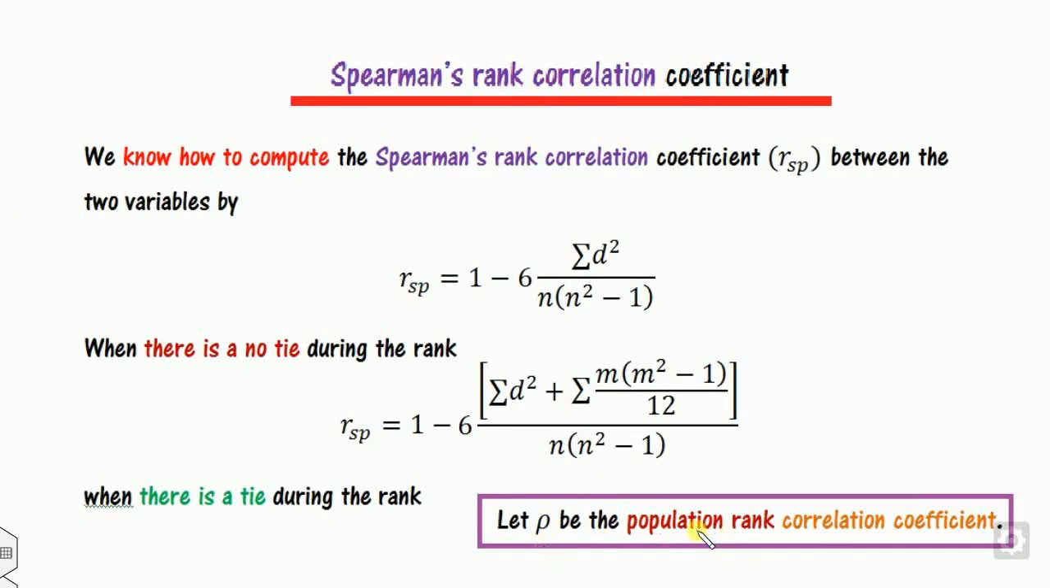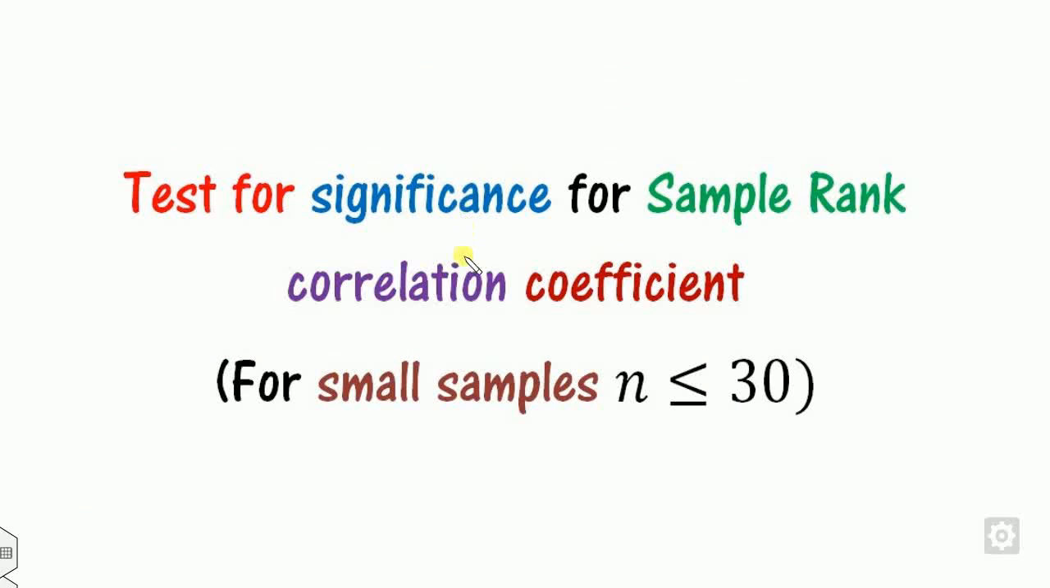Let rho be the population rank correlation coefficient. This is the sample rank correlation coefficient, and this is the population one. Then we will discuss two tests of hypothesis: one for the small sample, and the second for the large sample. A sample is said to be small when it has less than or equal to 30 elements.